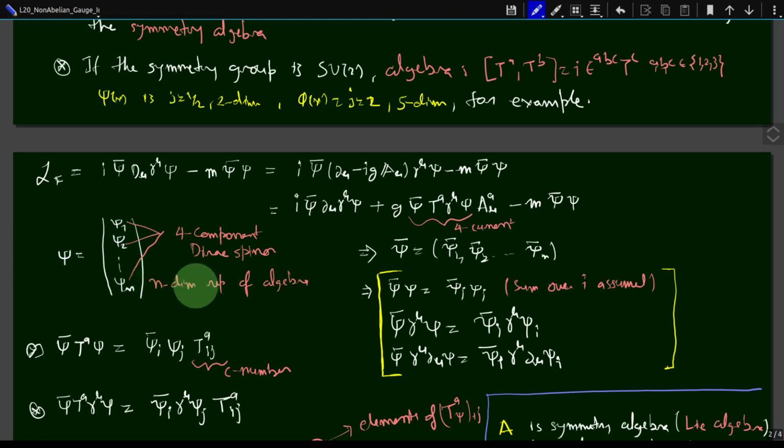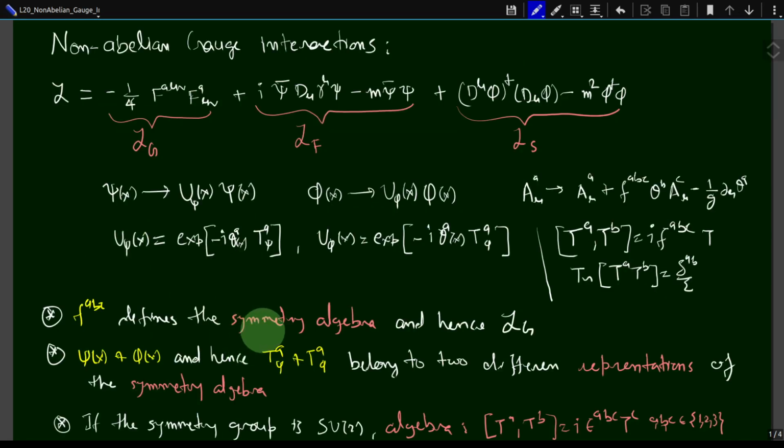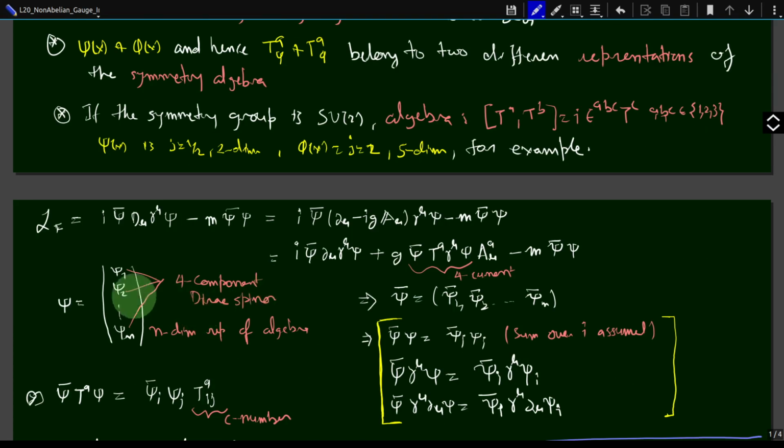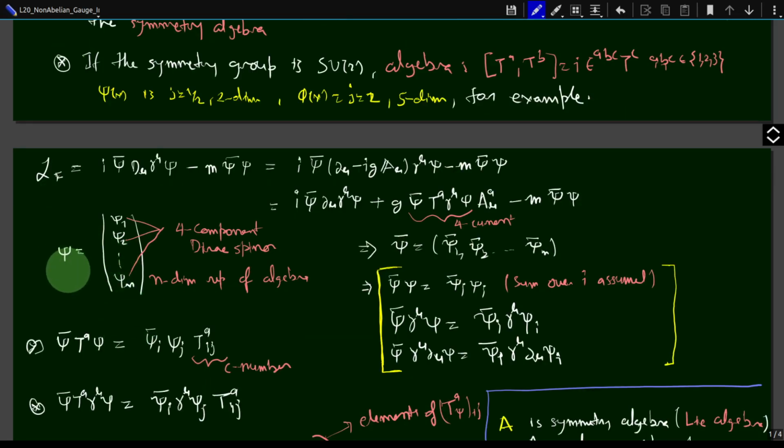Now each of these psi 1 and psi 2 are actually 4 component Dirac spinors. That is an important thing to note: in this particular example, when I say psi is j equal to half SU2, it means I have psi 1 and psi 2, but psi 1 is a 4 component Dirac spinor. And all the components are basically 4 component Dirac spinors. Psi without any index is an n component object. So psi bar would be psi 1 bar, psi 2 bar, and so on in a row form.